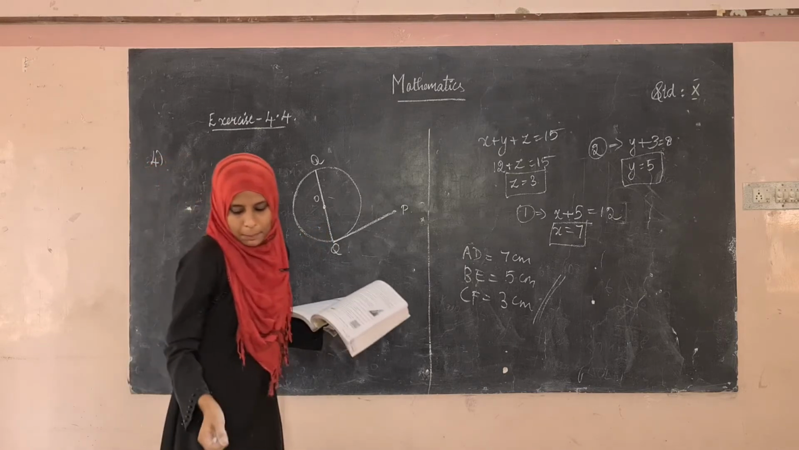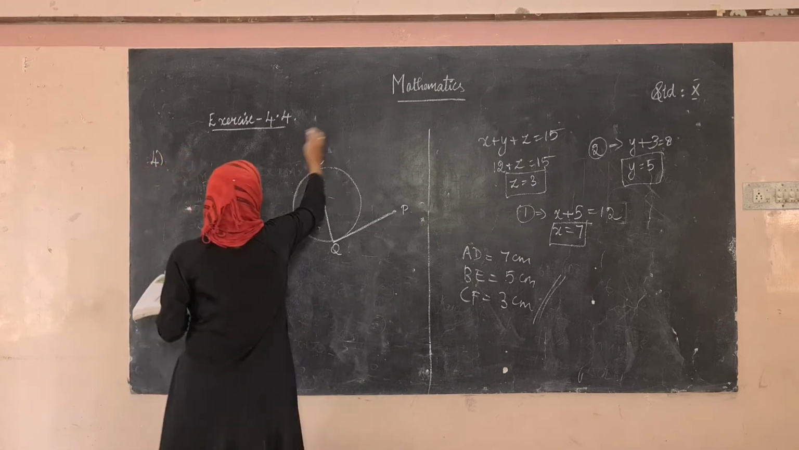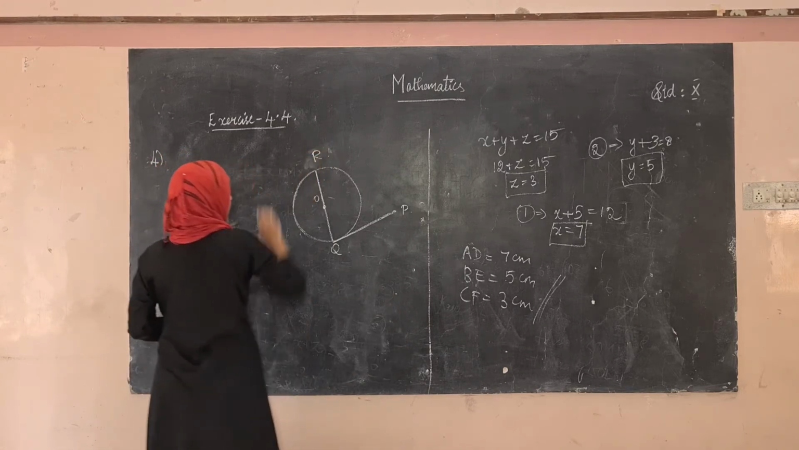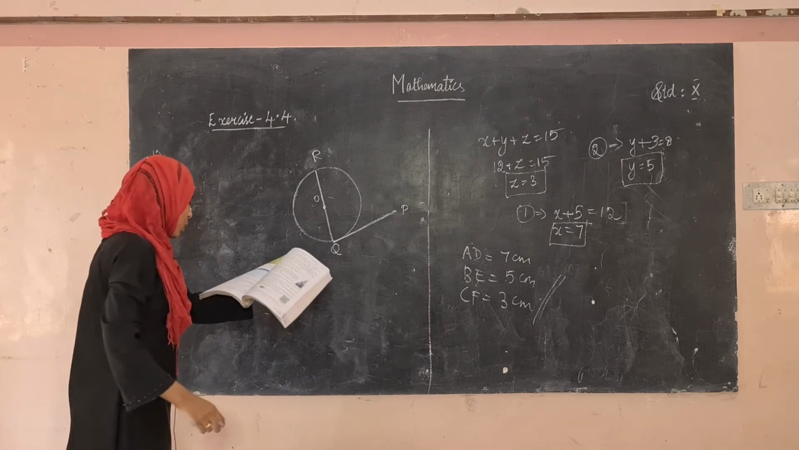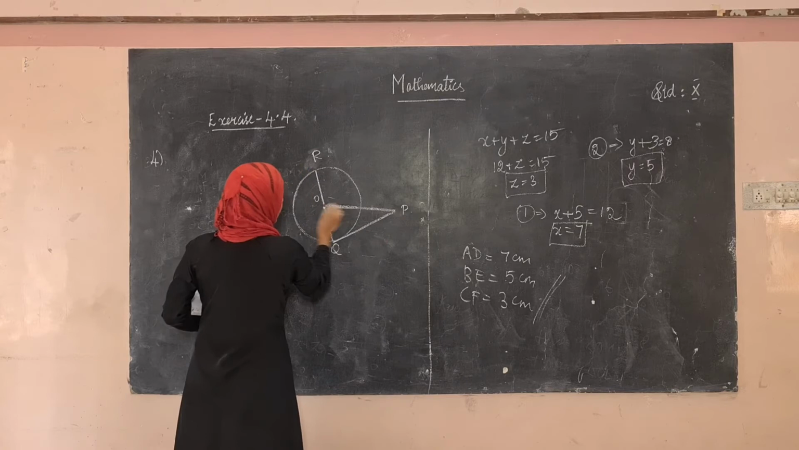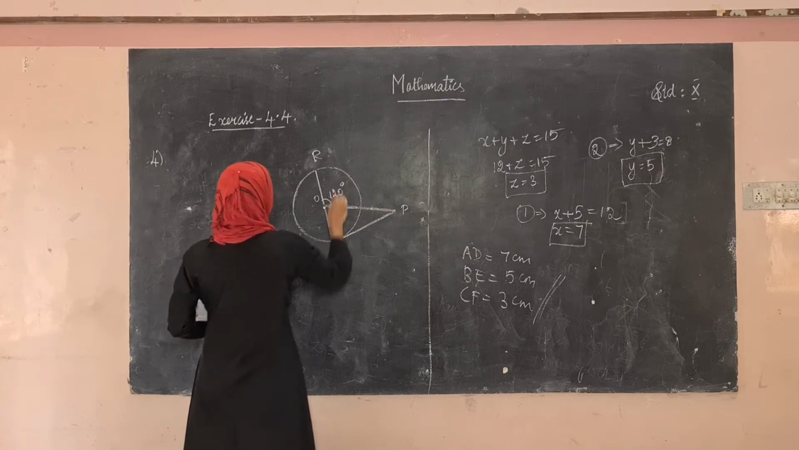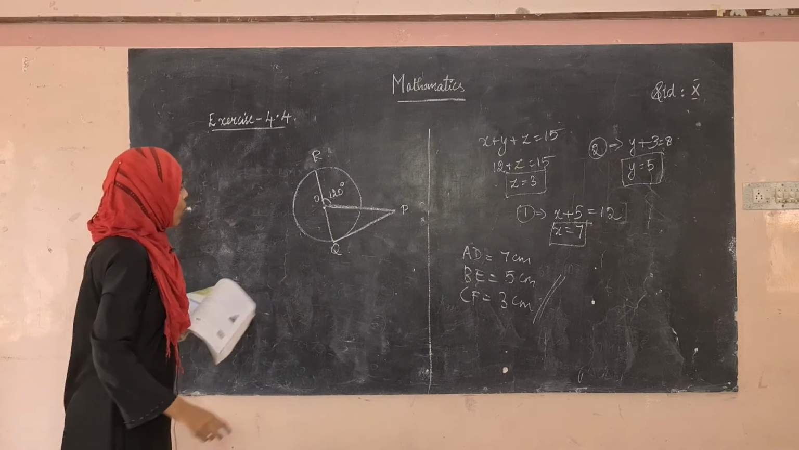Such that POR will be equal to, so this is QOR, and this is R. So POR is equal to 120 degrees. That is, if we add like this, POR, this is 120 degrees. Now we have to find the value of OPQ.